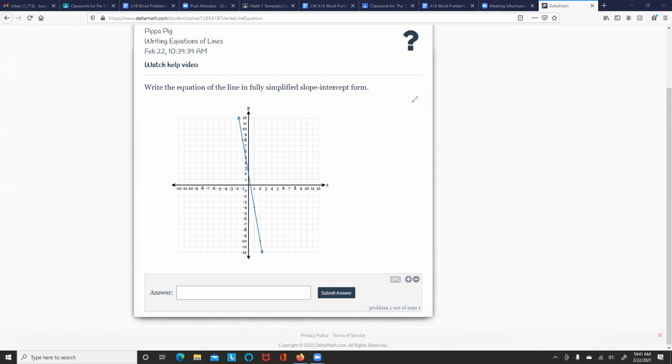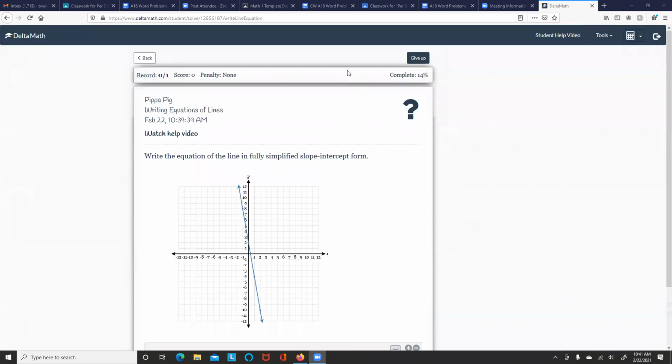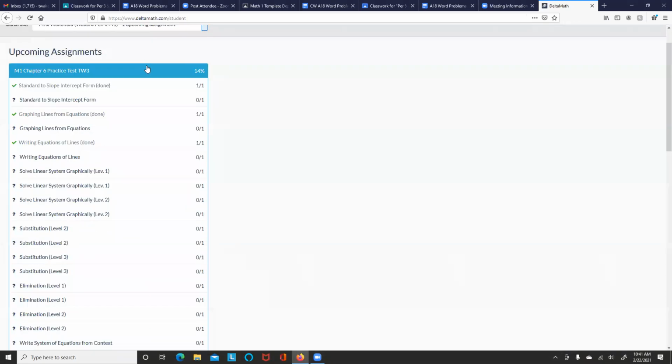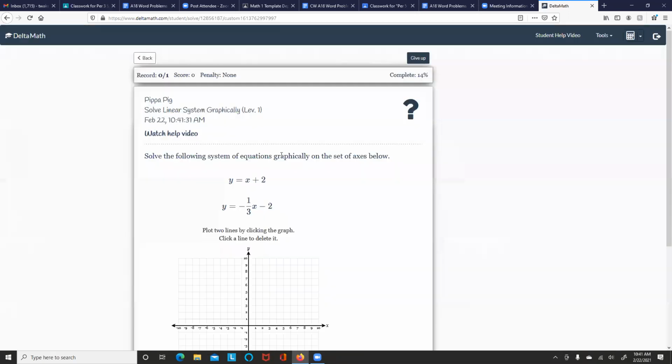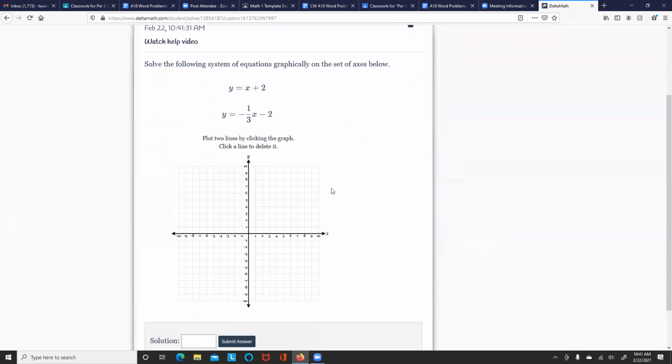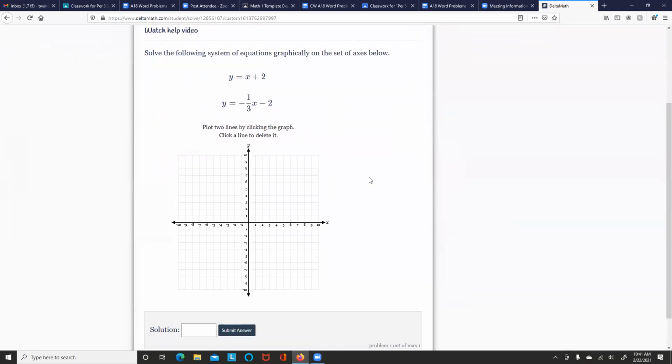Okay, you guys good with that one? All right, let's go to the next section. Go back. So we completed the writing equations. Solve linear systems graphically, level 1. Okay, we'll solve the following systems of equations graphically on the set of axes below.